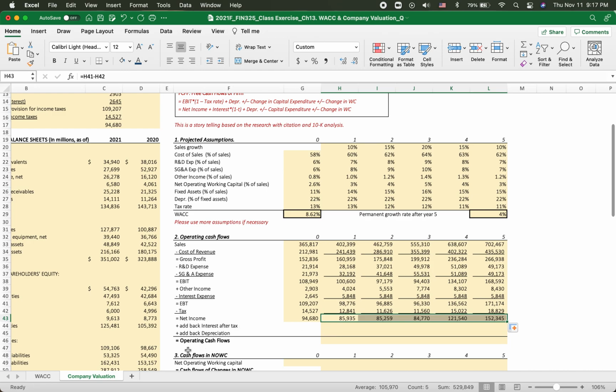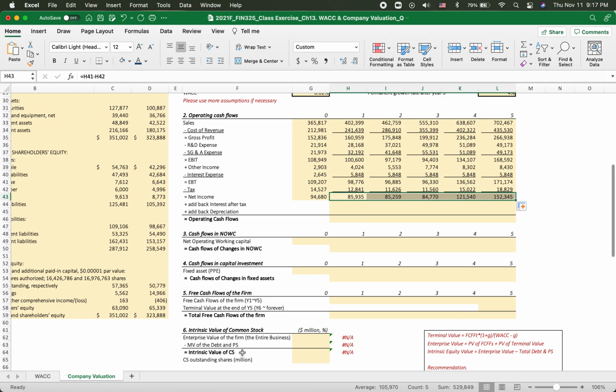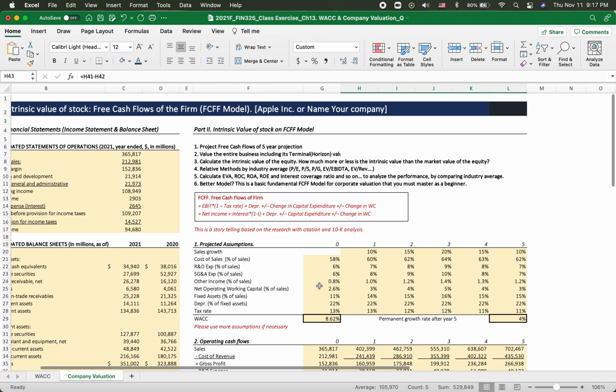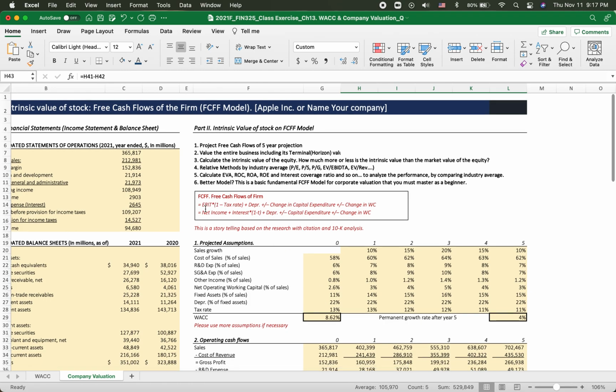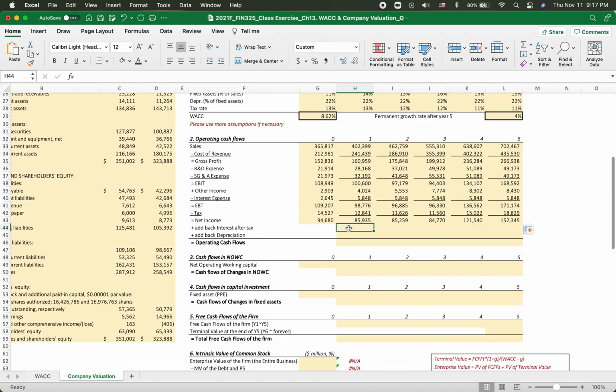Finally, we have to calculate operating cash flows by adding back the interest after tax, assuming 100% equity finance, because at the end of the day, we will subtract market value of debt from enterprise value of the firm, right? So we have the two ways to get the free cash flow of the operating cash flows: here the EBIT times 1 minus tax rate plus add back depreciation, or net income plus interest expense times 1 minus tax rate and add back depreciation. That results the same. So the add back interest after tax, 1 minus tax rate.